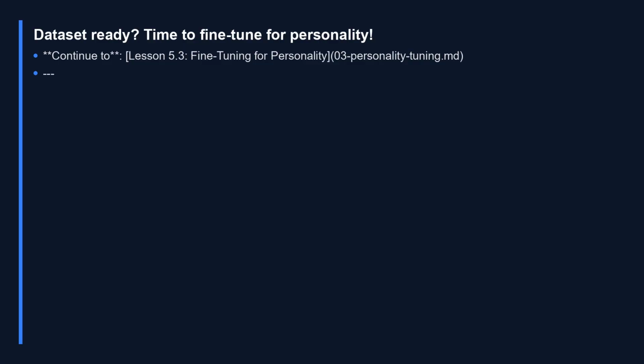What's next? Your dataset is built and validated. The next lesson puts it to work. Continue to lesson 5.3, Fine-Tuning for Personality, where you'll take this dataset and use it to actually shape how your model thinks, responds, and sounds.